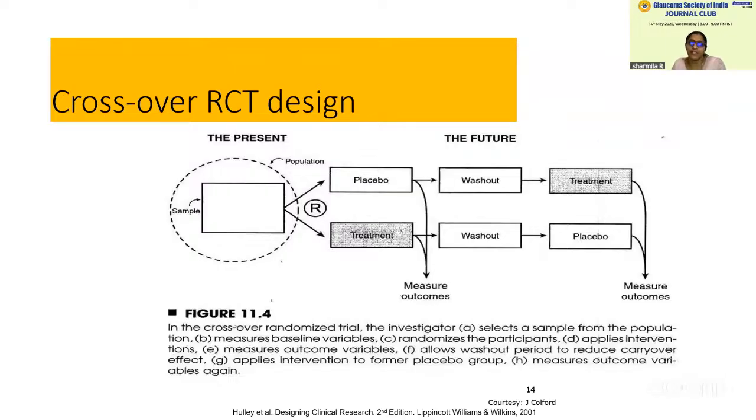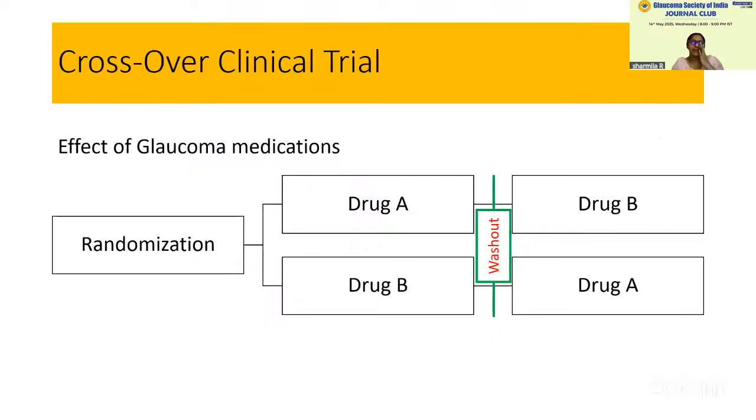and then you switch the treatments. So the one arm which received the placebo earlier would receive the treatment now, and the one which received the treatment earlier would receive the placebo, and then you follow up these patients and measure the outcomes. So this is a better understanding.